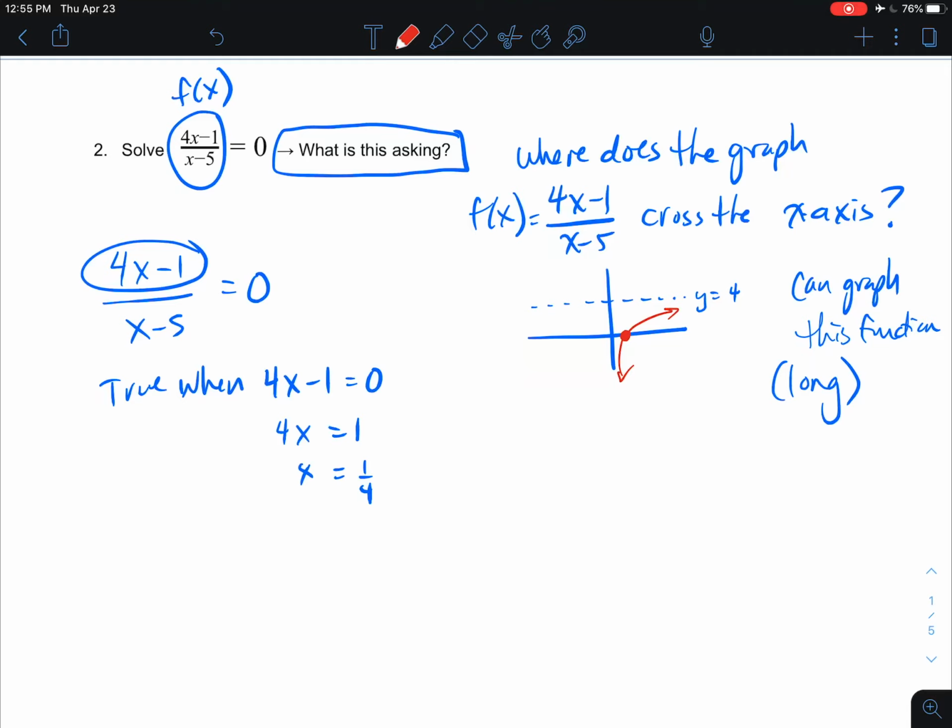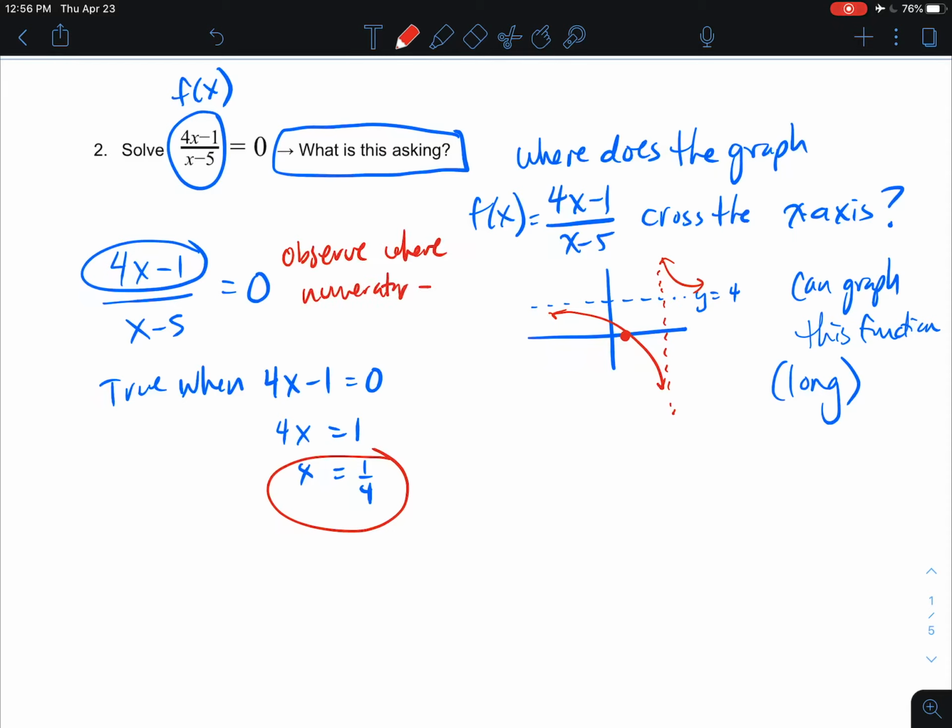Oh, I'm totally lying to you. Our graph might not look like that because we have an asymptote vertically at 5 as well. So our graph probably looks more like this. Okay, so anyway, there's one algebraic way to get to that answer, which is just observing where the numerator is 0.